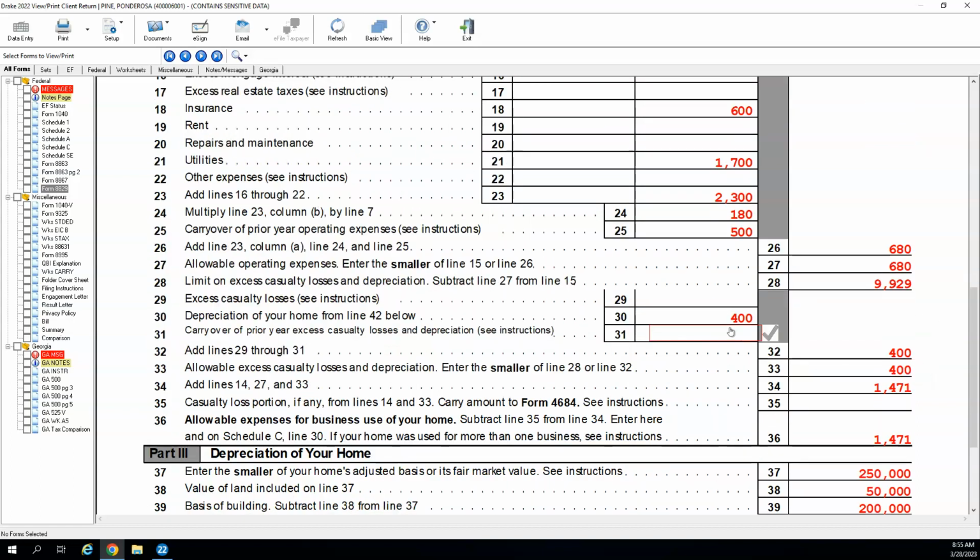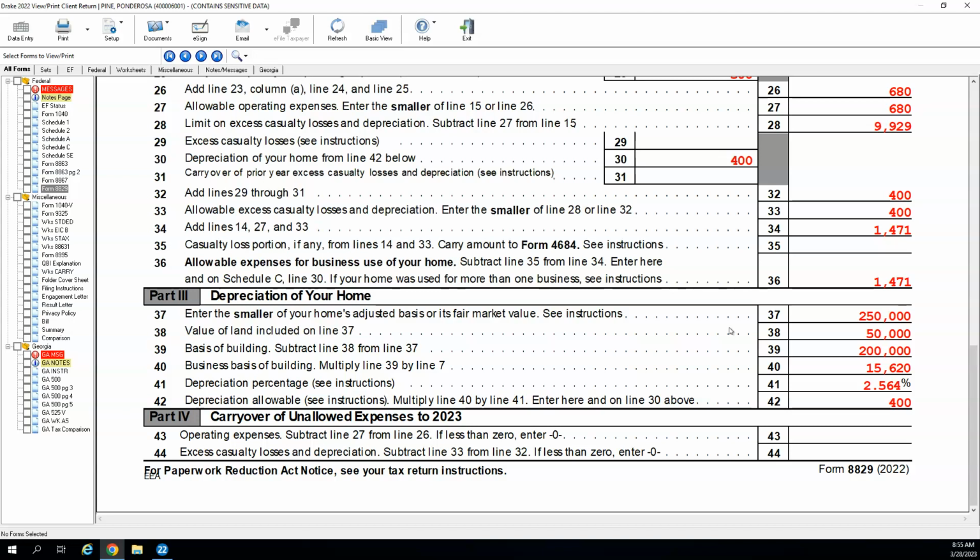And then this part, the depreciation. This is the part that gets everyone. So when you scroll down here to the bottom of the 8829, this is where we talk about the depreciation part. Now, this is important because when you take the actual expense method of the home office, you have to take depreciation. Now, most people will ask, do you have to take depreciation or is it optional?